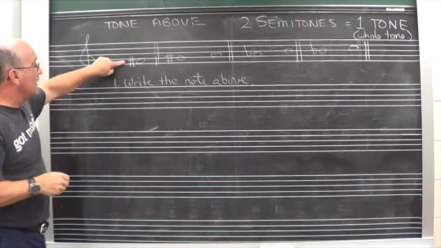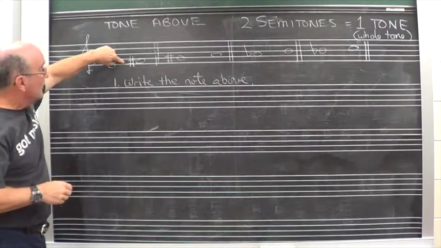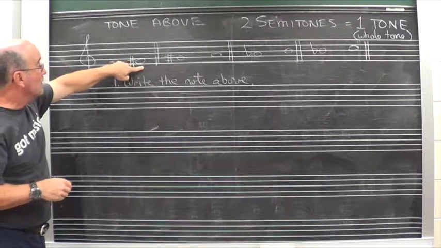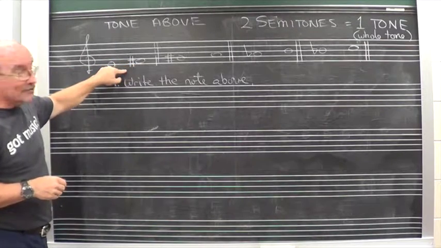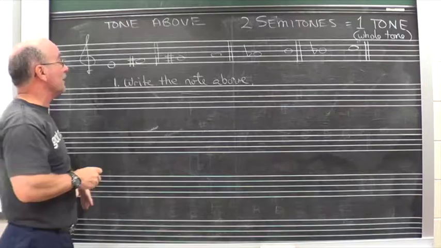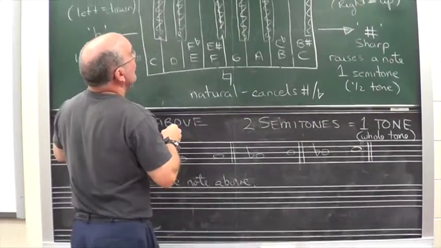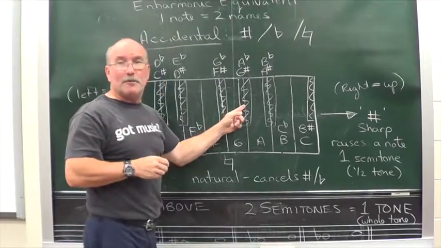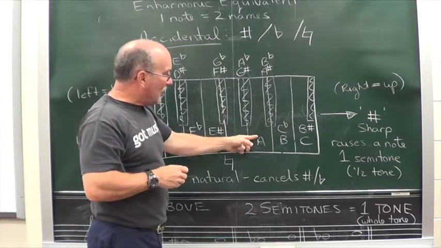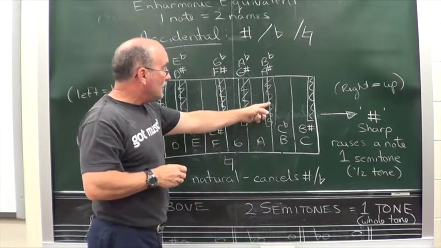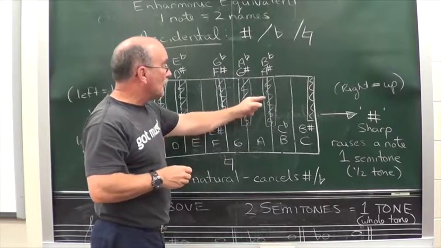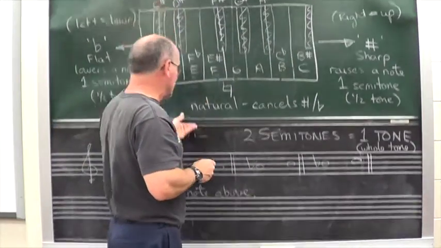Now notice I have to write the sharp first and then the note. And it must be in the same space or same line as the note I'm trying to indicate. The next one, this is G sharp. So we find it on our piano. There's G sharp. Now G sharp to A is a semitone. To A sharp would then be a tone. From G sharp to A sharp is a tone.